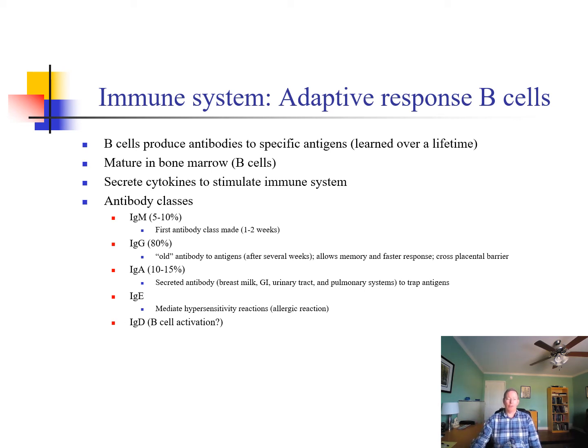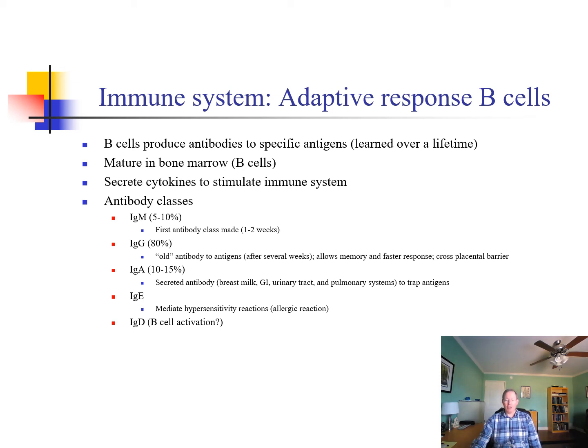And there are several types of antibody classes: IgM, IgG, IgA, IgE, and IgD. And they serve different roles. IgM is the first antibody class that is made after a new pathogen invades your body. It normally ramps up within 1 to 2 weeks, which is why with many diseases that you haven't seen before, it normally takes you about a week or two to get over them.